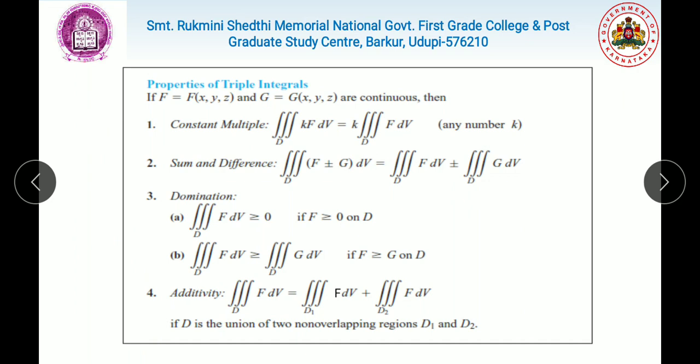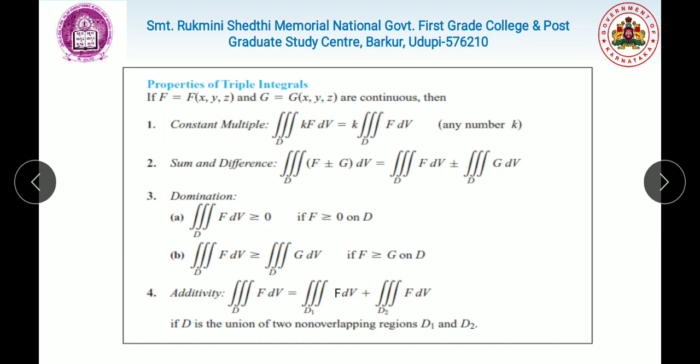Now let us see some properties of triple integrals. We'll just state these properties. Let us take two functions, capital F and capital G, which are continuous, defined over some domain D. The triple integral of a constant multiple of f is equal to the constant multiple of the triple integral of f. This is true for any constant k. k might be 0 also. The second property says that the triple integral of the sum is the sum of the triple integrals, as well as the difference. The triple integral of the difference is the difference of the triple integrals.